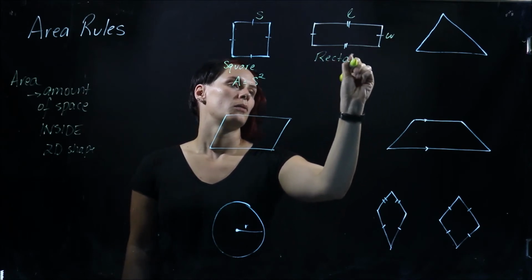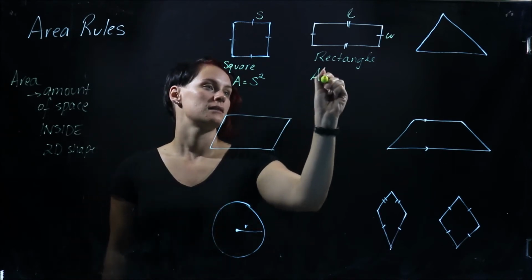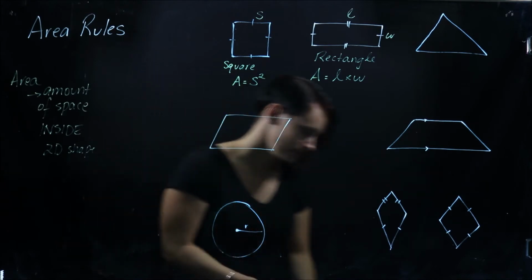So, this should be our most common one that we recognise. Our area is going to equal our length times our width.